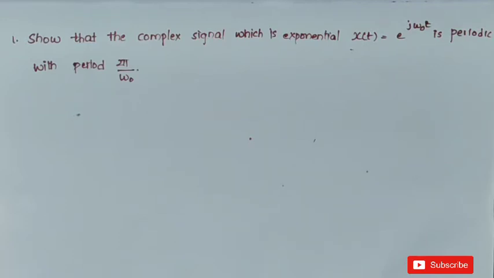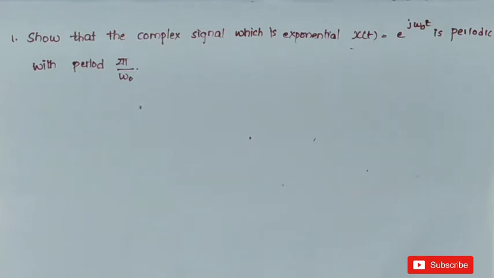First, what is the condition for a periodic signal? For a signal to be periodic, x of t must be equal to x of t plus capital T, where capital T is a constant representing the period. So let us see the first problem.